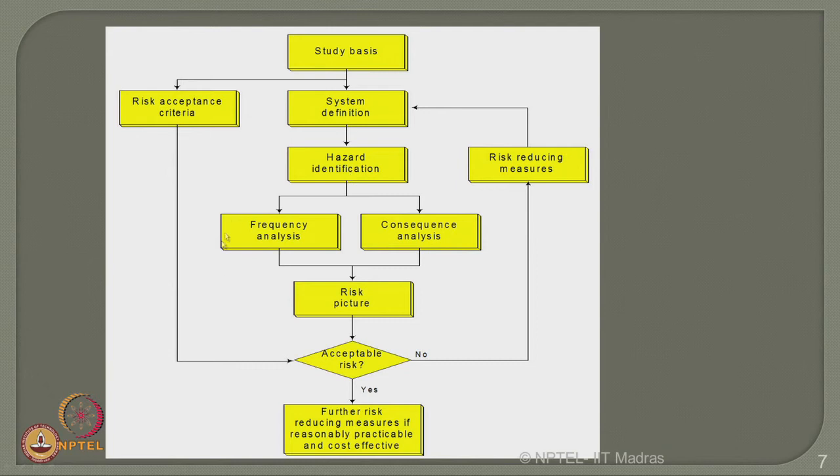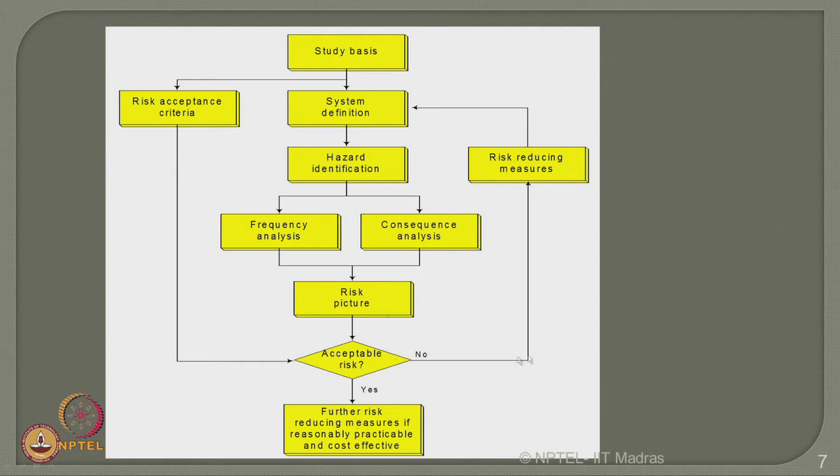Then we should do a frequency analysis and the consequence analysis which we showed in the last examples, which will give me a combination of what is called a risk picture. Then I decide whether the risk I get here is acceptable. If the risk is acceptable, then I proceed further so that I can employ risk reduction measures only if they are practically feasible from an economic perspective.